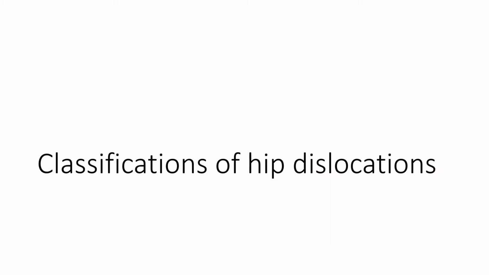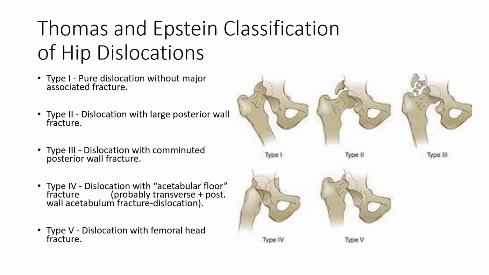So, classification of hip dislocation. The classical classification is the Thomas and Epstein classification of hip dislocation. It classifies hip dislocations on the basis of dislocation with or without fracture of the head of the femur or the acetabulum. In type 1, there is only dislocation of the femoral head and there is no fracture. Even if there is a fracture, it is a very small fragment. As you can see here, there is only dislocation and no fracture.